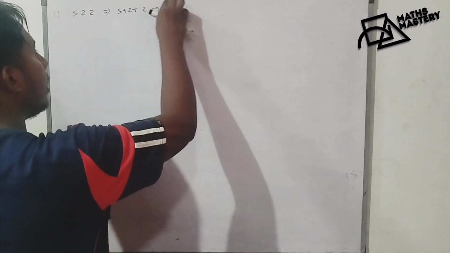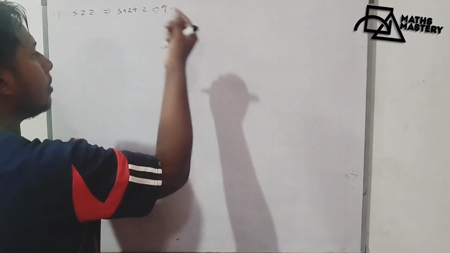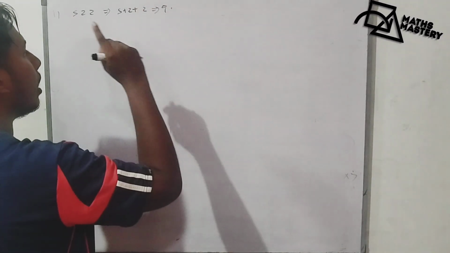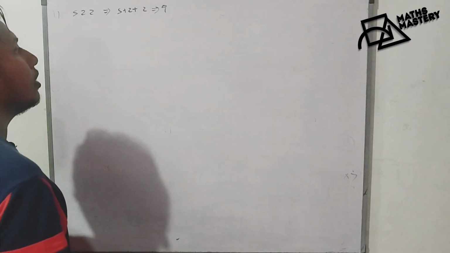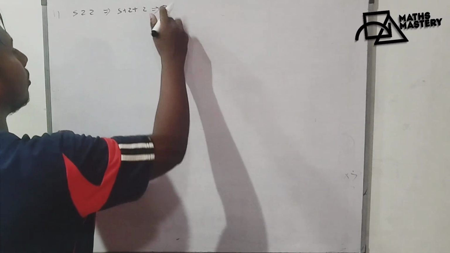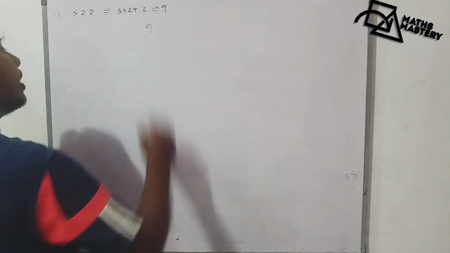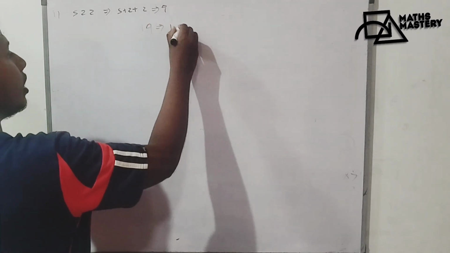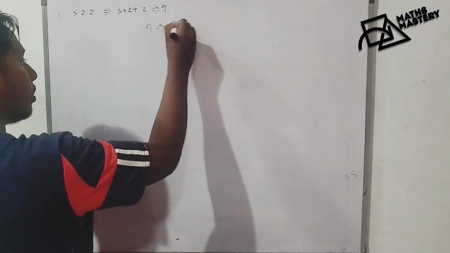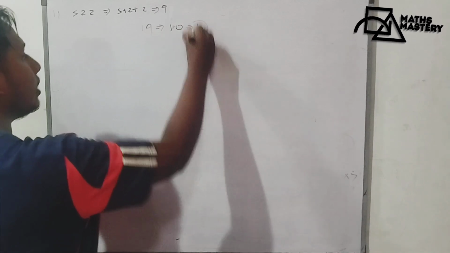You should add until you get a simple one-digit number. If you get that simple one-digit number, that is the digital root. For example, if you add everything and it comes as 19, then what are you going to do? Add 1 plus 9. What is the answer? 10. But this is also not the answer. You add 1 plus 0, then only you'll get 1. This is the digital root.